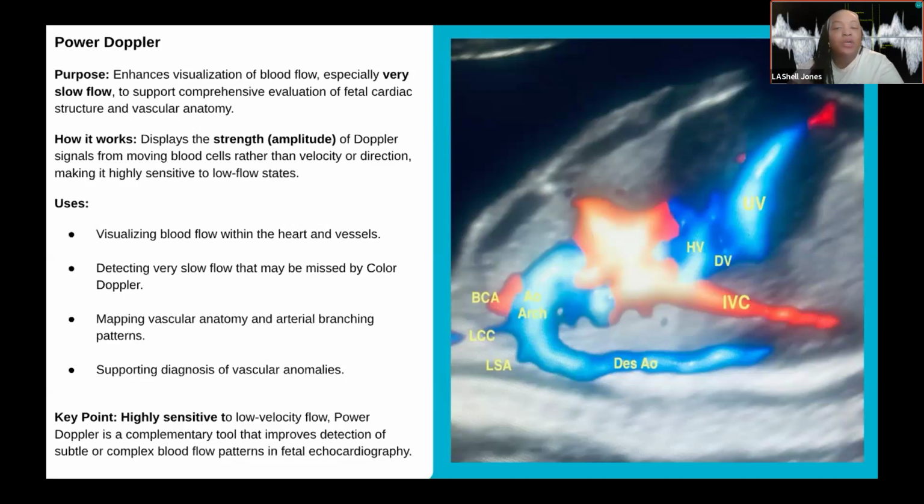Now, a key point with this one in particular is its high sensitivity to the low velocity flow. And so you're going to see later on when we take a look at some case studies how power Doppler in particular really enhances some diagnoses that color Doppler will not.